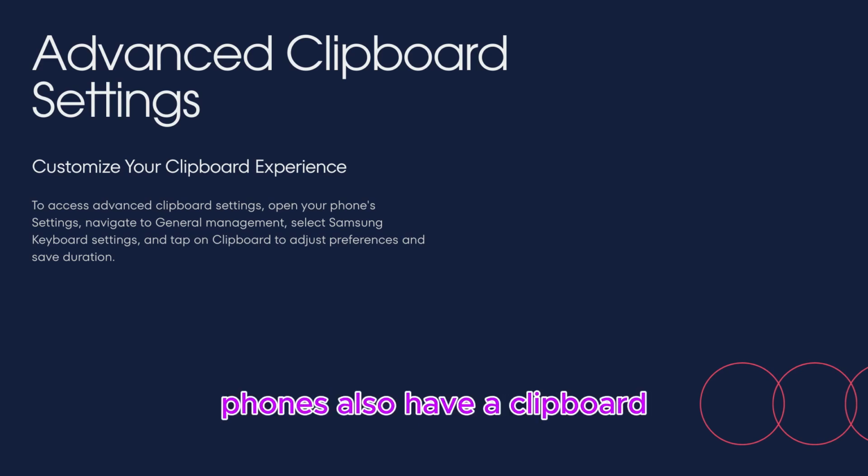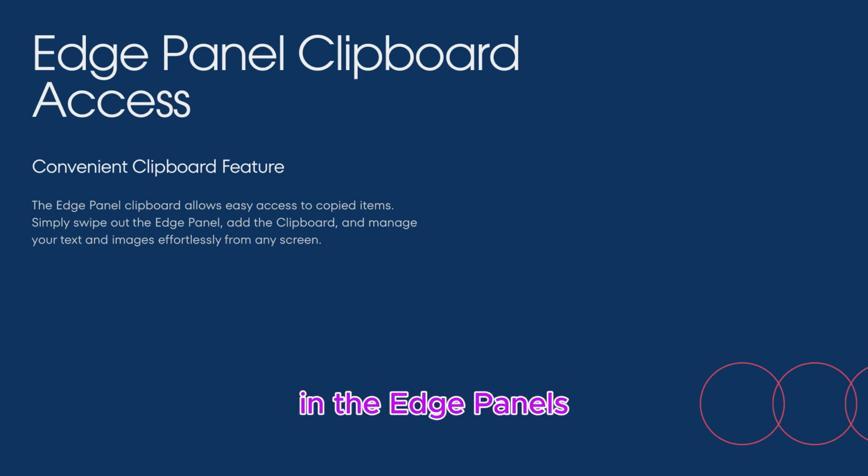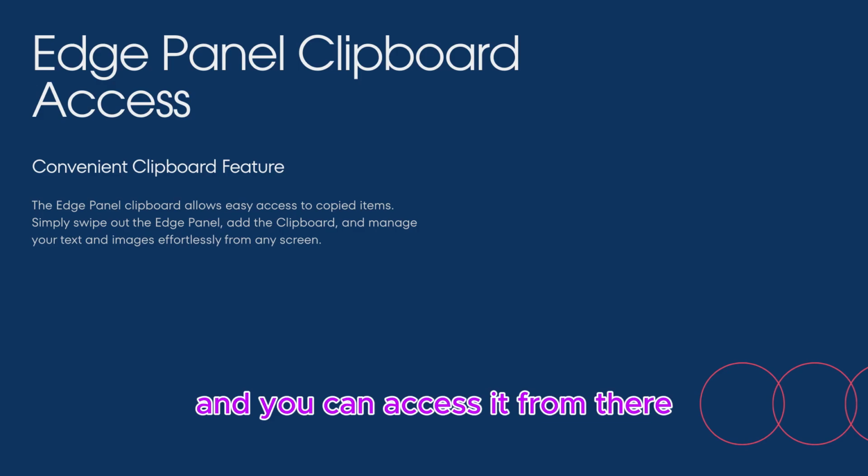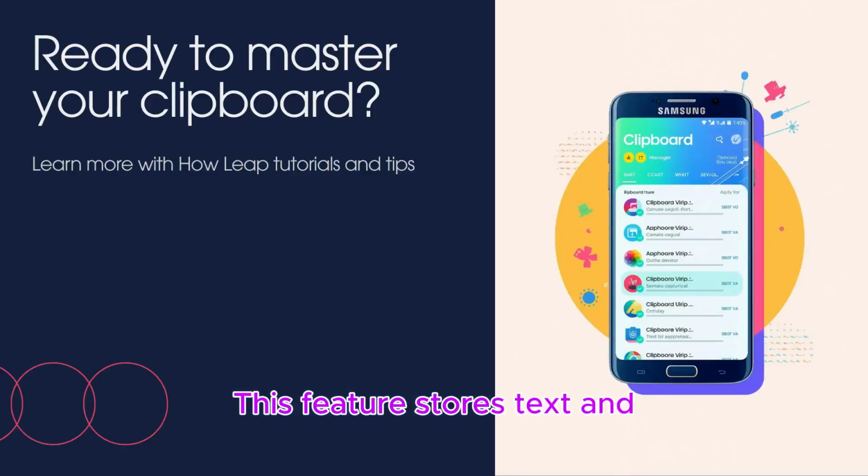Some Samsung phones also have a clipboard in the edge panels. Swipe the edge panel handle, add the clipboard panel, and you can access it from there. This feature stores text and images you've copied.